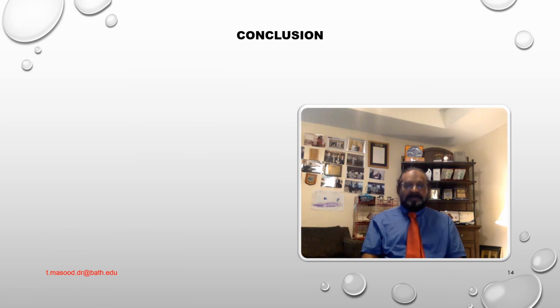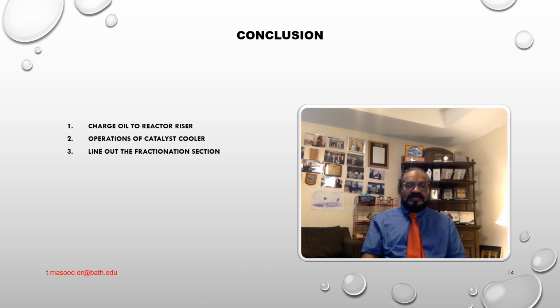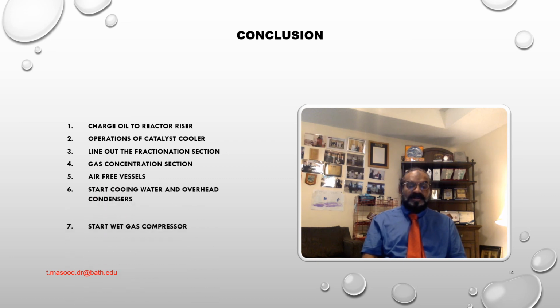Conclusion. This is my conclusion page, what we have discussed today. First, charge oil to the reactor riser, operation of the catalyst cooler. Number 3, line out the fractionation section. Okay, gas concentration sections, air free vessels, start cooling water and overhead condensers. Next, start wet gas compressor. Numbers 9 and 10, inventory vessels with gasoline.